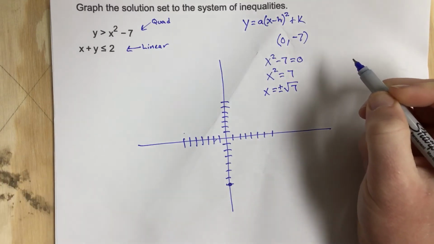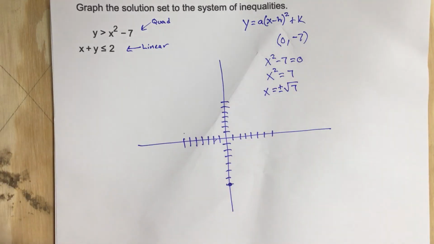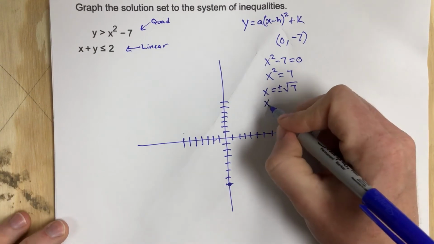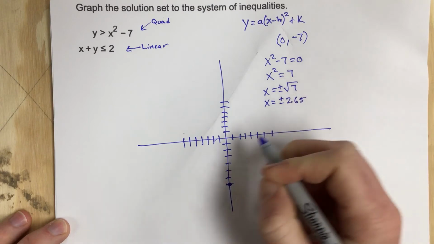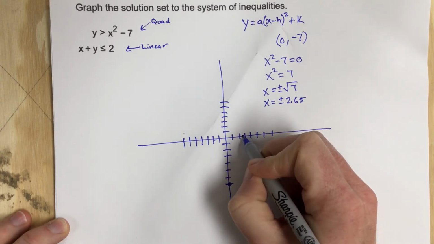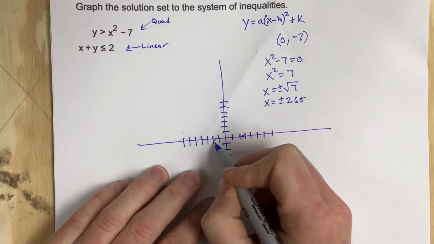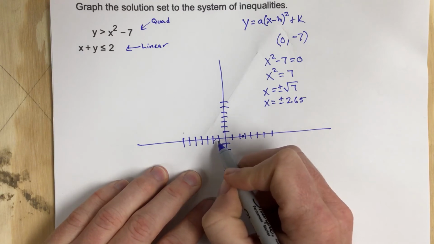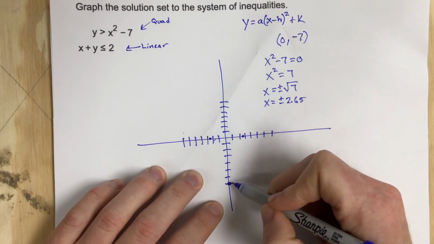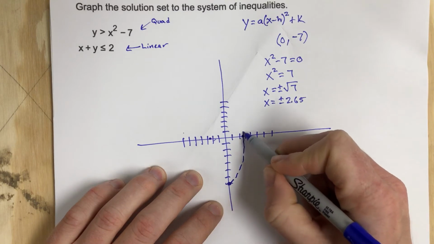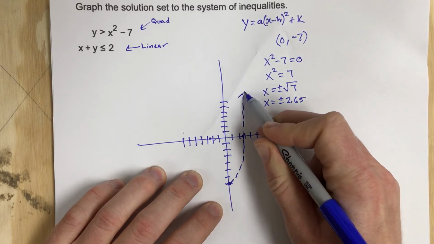Now root 7, we can get that in our calculator. It's not going to be exact, but when you're graphing by hand, you just got to get pretty close. And this is x equals plus and minus 2.65. So we just go to 2.65, which is about right there. Mark it. Go to this one, which is -2.65, and mark it. And then we can go ahead and graph this like so. And I'm using a dashed line because it's not equal to.